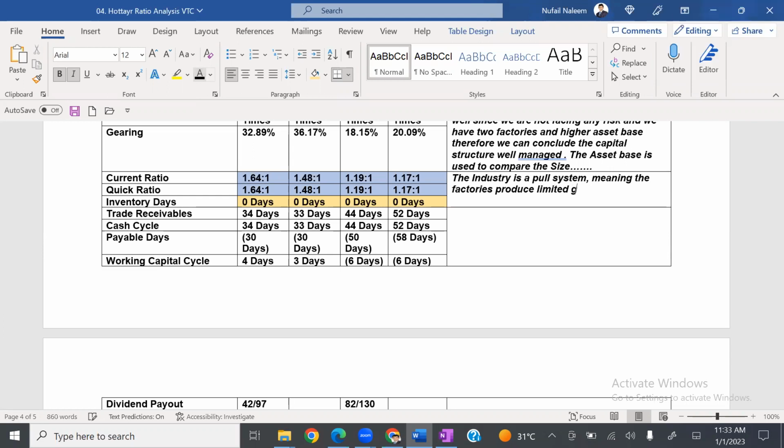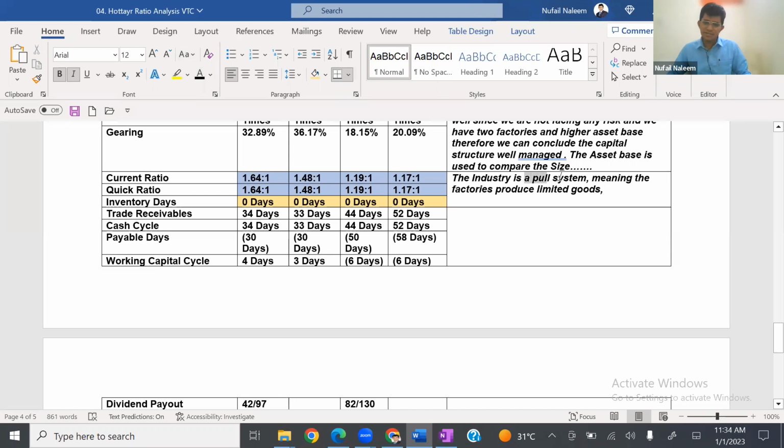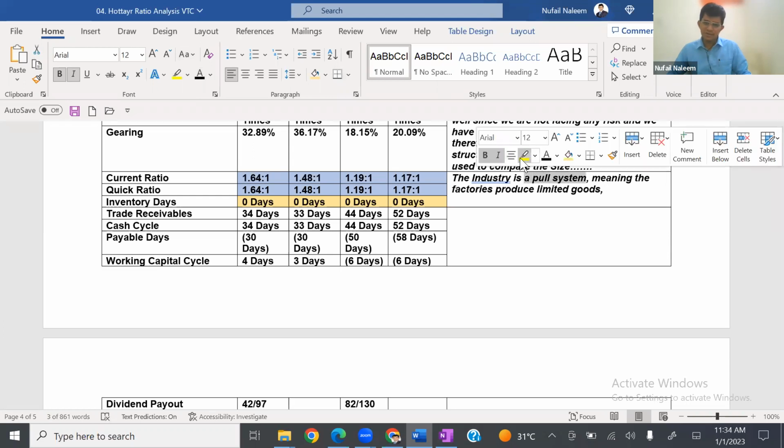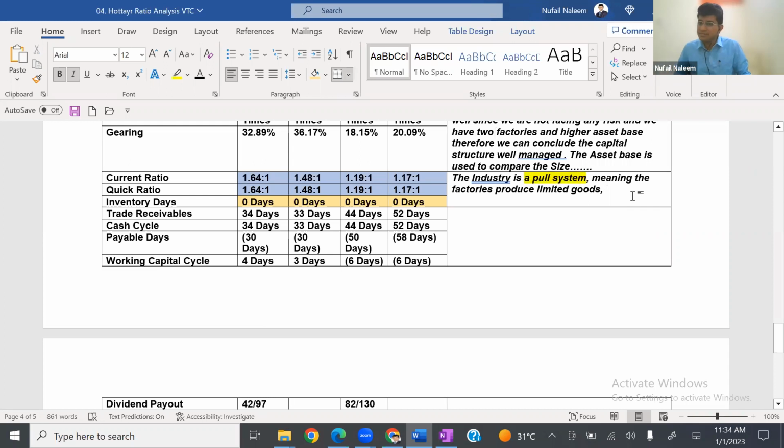Now, can I ask you one question relating to asset turnover also? Considering the nature of the pull system, I still cannot expect efficient asset turnover, because you only produce when there is an order. For example, if one person orders once, they will order again only after 10 or 15 years.